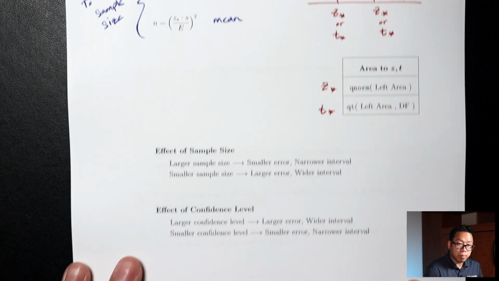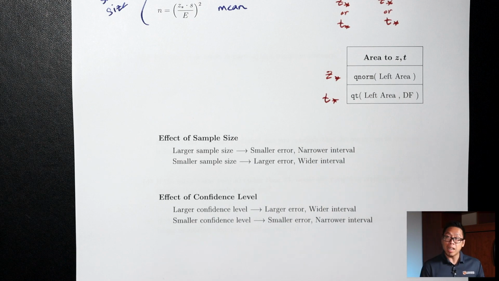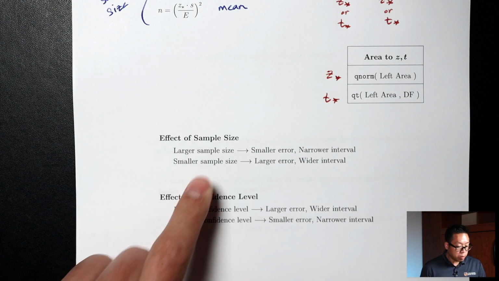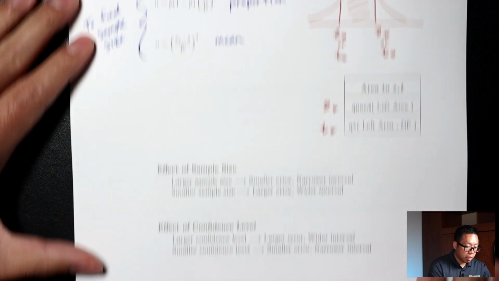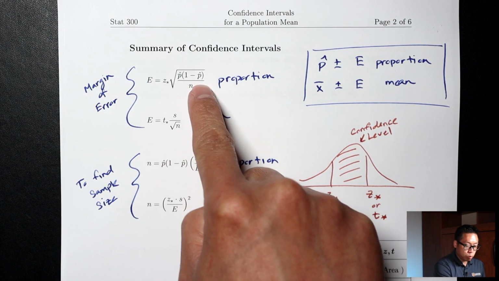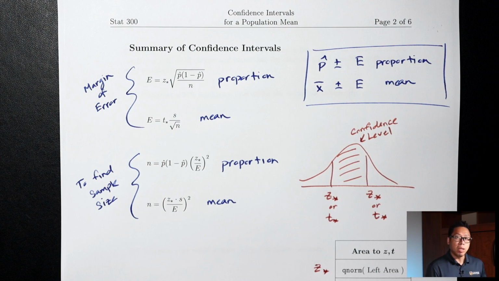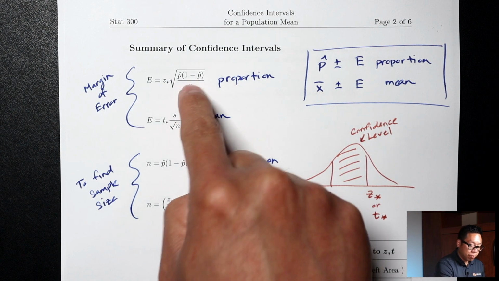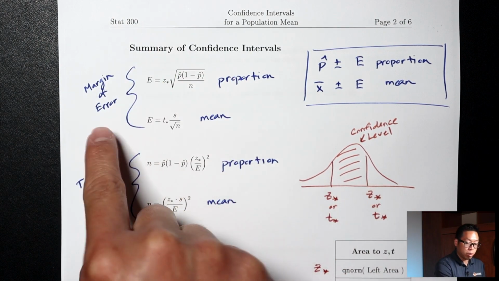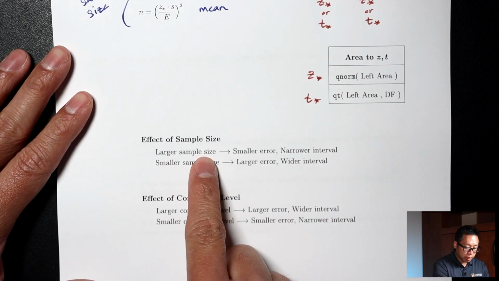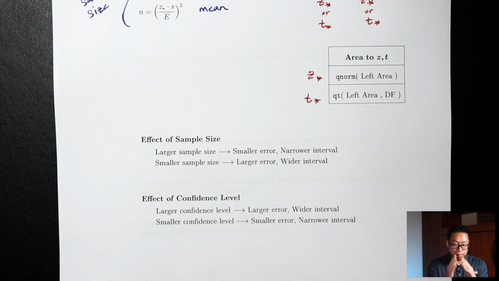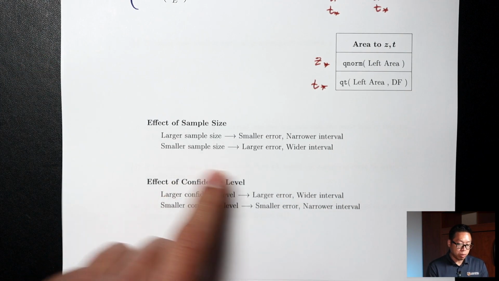And then finally at the bottom here, this is something that we talked about in the last lecture, the effect of the sample size and the effect of the confidence level. Larger sample size means a larger n, and notice that in these two formulas, we're dividing by n in both cases. If you divide by a larger number, you'll end up with a smaller number for the margin of error. So larger sample size leads to a smaller error, and a smaller error means your interval will be narrower. If you're using a smaller sample size, you'll have the reverse effect.